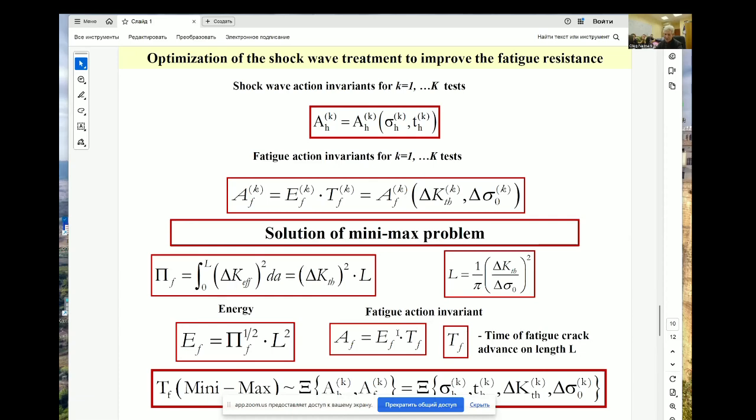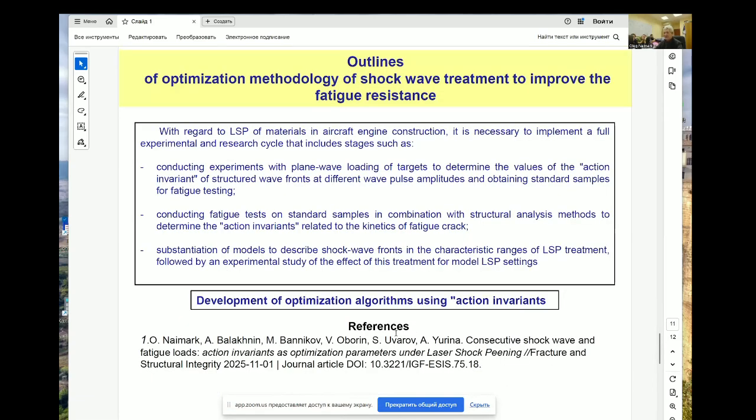I think it's important from the point of view of understanding qualitative differences in the behavior of materials in consequent loading, quasi-static and then fatigue, or dynamic and then fatigue, because shock wave preliminary loads have qualitatively different conditions and physics concerning responses of materials and structure evolution during these consecutive loads.